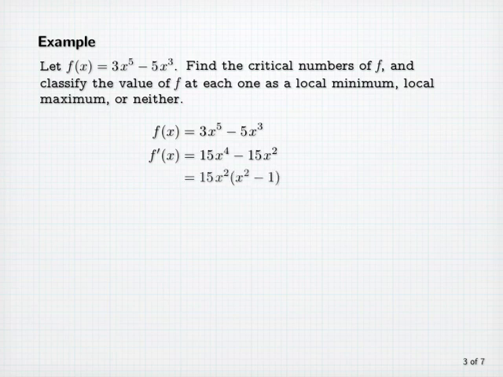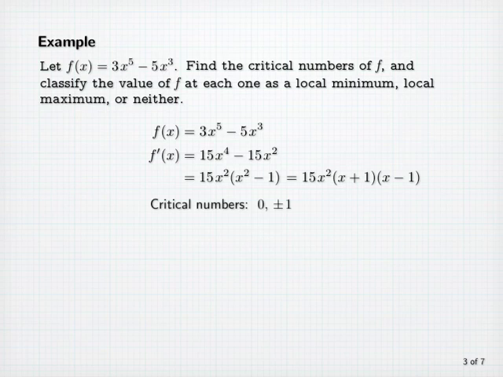This factors into 15x squared times x squared minus 1, which factors further into 15x squared times x plus 1 times x minus 1. Now f prime of x is defined for all x, and it equals 0 when x is equal to 0, negative 1, and plus 1. So those are the critical numbers.